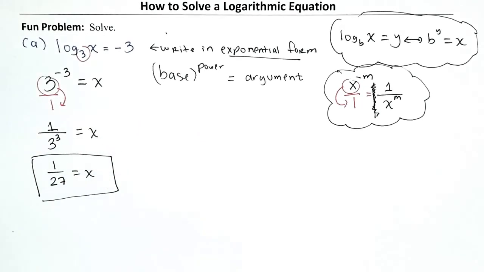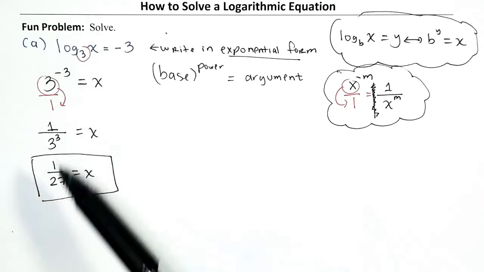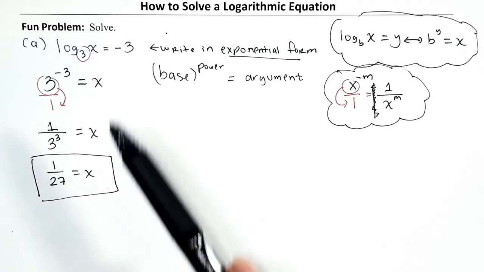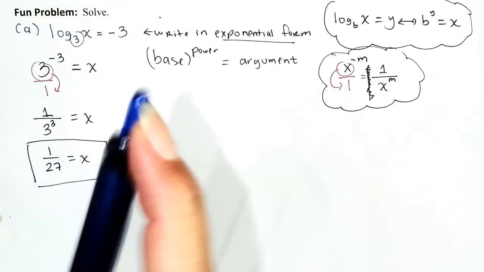If you wanted to check it, you punch it in your calculator: log base 3 of x, log base 3 of 1/27. When you hit the equal sign, that should give you -3. But I checked it at my house, so we're good. Okay, so we're doing 3 problems. Let's go ahead and knock out the next one.